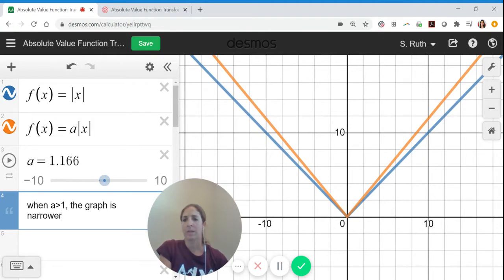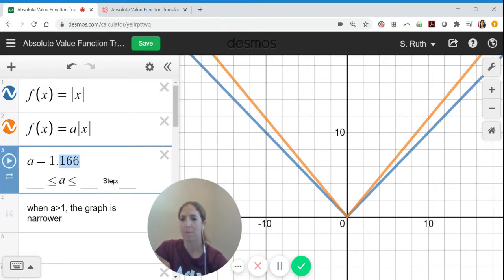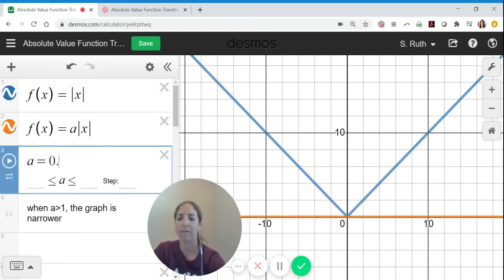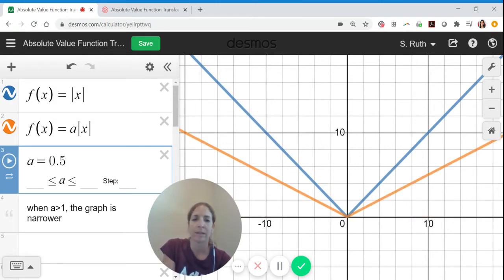Okay, now let's look at when A is less than 1, but still positive. So now let's bump A back to something like 0.5, or 1/2. When A is a half, we can see that the orange V is wider than the original blue V, but it's still above the x-axis. It's still maintaining that opening upward position.